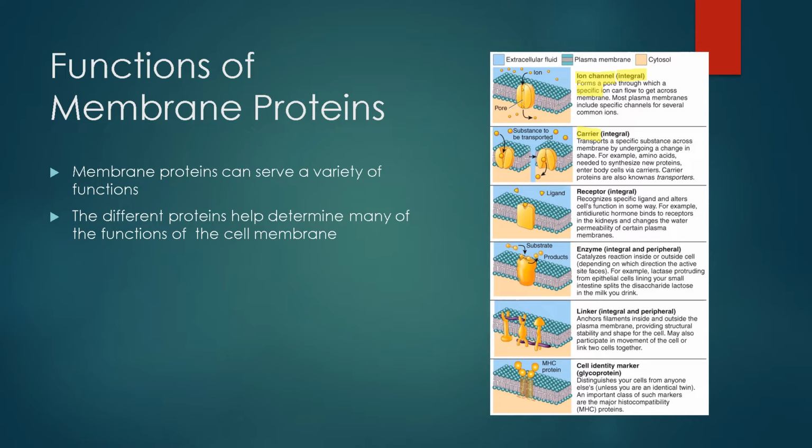Next, we have carrier proteins. These are also integral membrane proteins, and they transport specific substances across the membrane by undergoing a change in shape, kind of acting like scissors or a seesaw. They're open here, the ion or whatever specific substance enters, they change shape and open to the other side of the membrane, moving that substance across the membrane.